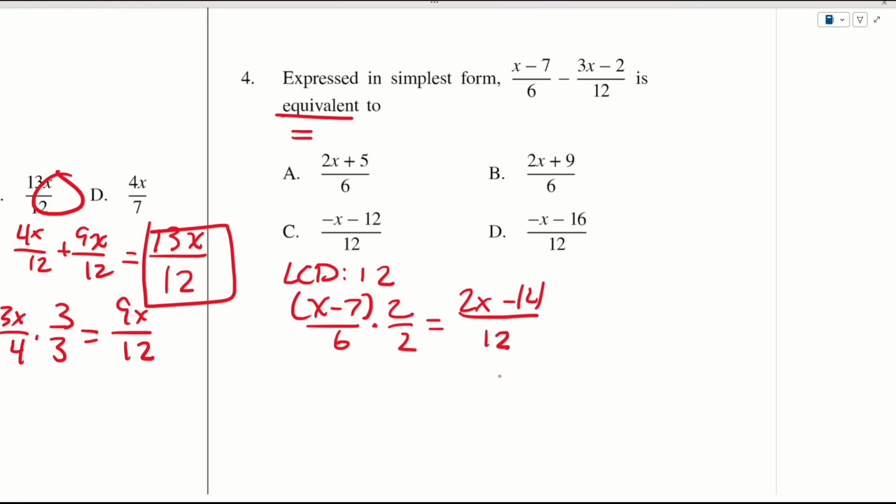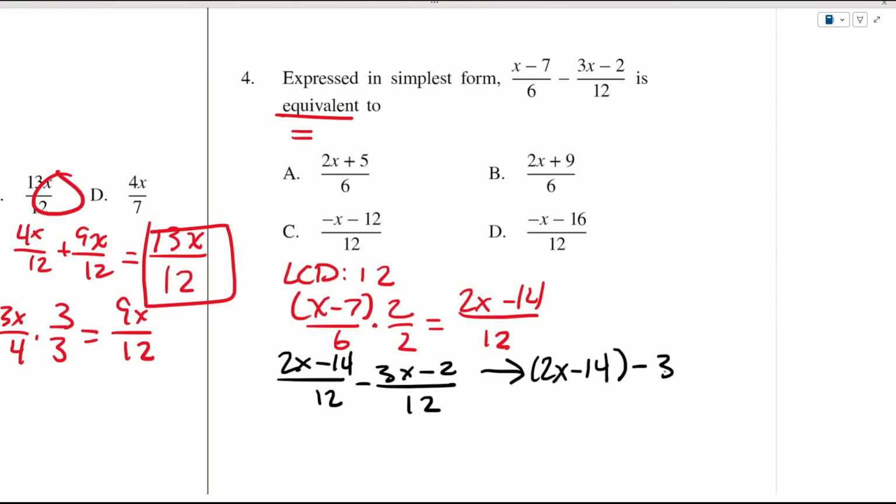Now we have that, we can now subtract our fractions. 2x minus 14 over 12 minus 3x minus 12 over 12. One thing here you must know is that when you subtract fractions, you have to put them in parentheses. So I'm going to simplify the numerators first. I'm not going to do anything to the denominator, so I just leave it. So let's write these in parentheses. 2x minus 14 minus 3x minus 12. One thing here is to distribute the negative into 3x and negative 12.